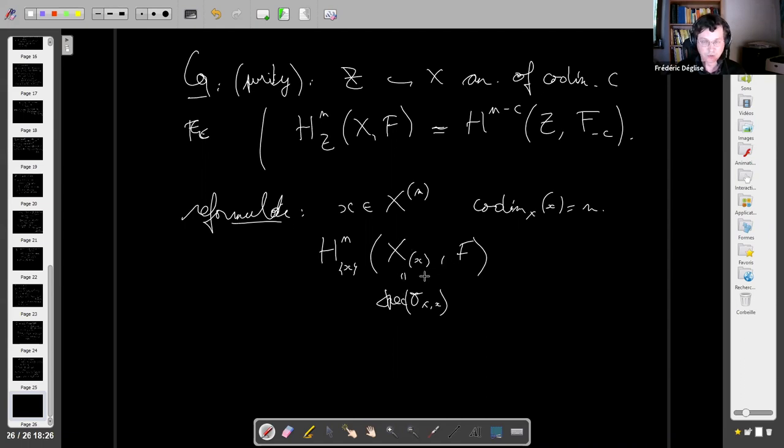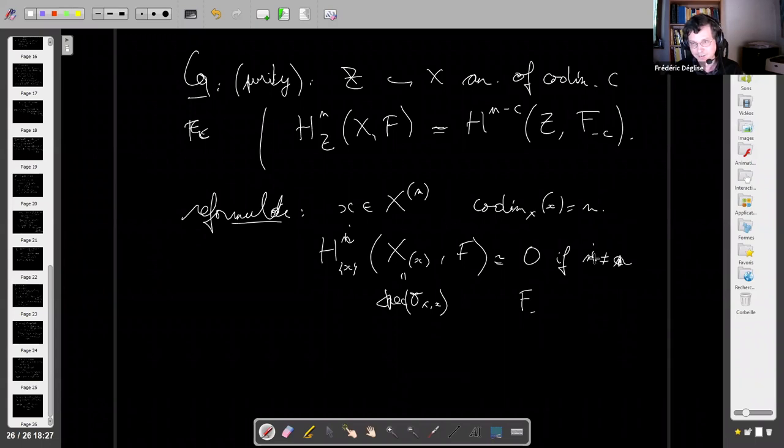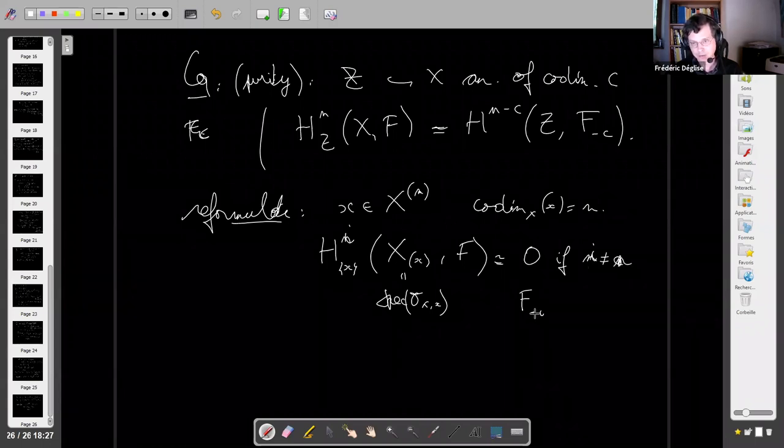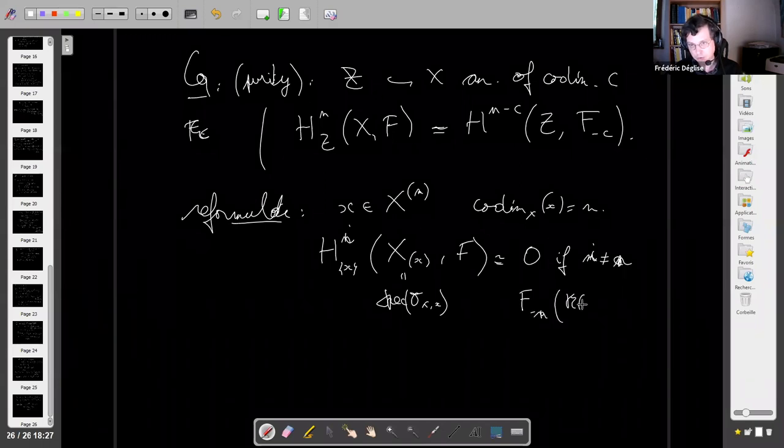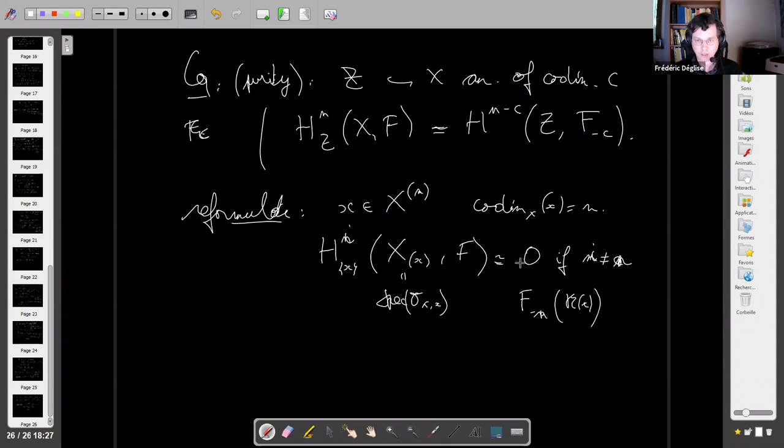So I'm just using that X localized at x is not smooth, it's not of finite type over k, but you can extend F and cohomology to these kinds of schemes. Now x itself is a closed point of this scheme, and as a byproduct of this corollary, what you get is that this is zero if n is different from c, and this is F minus n evaluated at the residue field. So this is a function field actually, if c equals n.